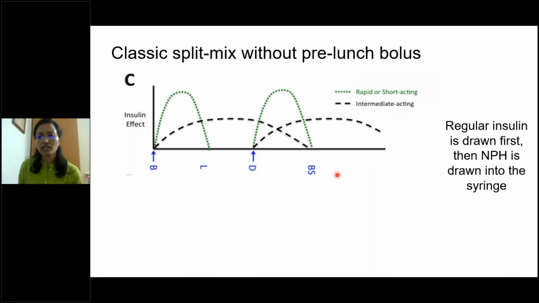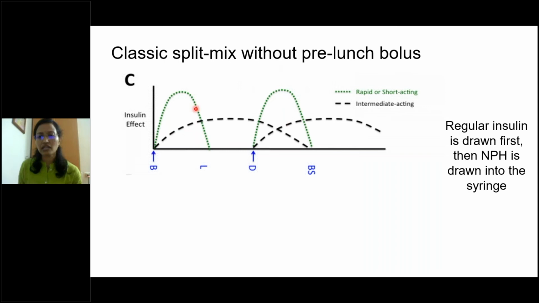I think this is the commonest regime many of you might be using, the split mix regime using NPH and regular. Here we do use a similar kind of basal bolus, but without the lunch bolus. To decrease the number of injections, the regular and NPH can be mixed in the same syringe, but you need to draw the regular first followed by NPH. We sometimes use it, but you can simply make this also into a basal bolus by just adding another bolus.